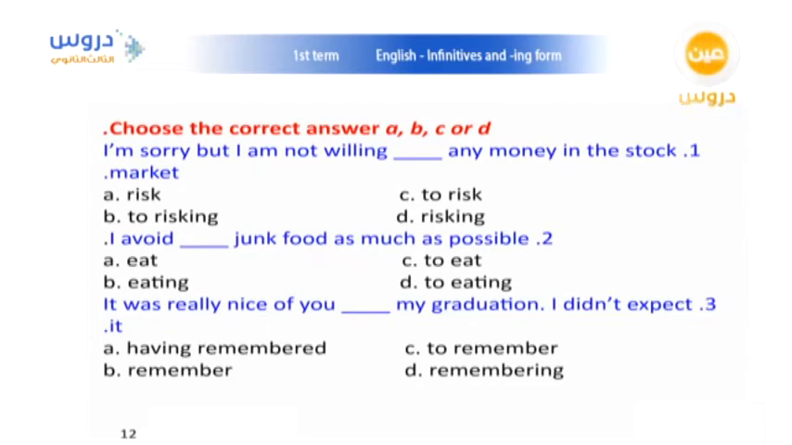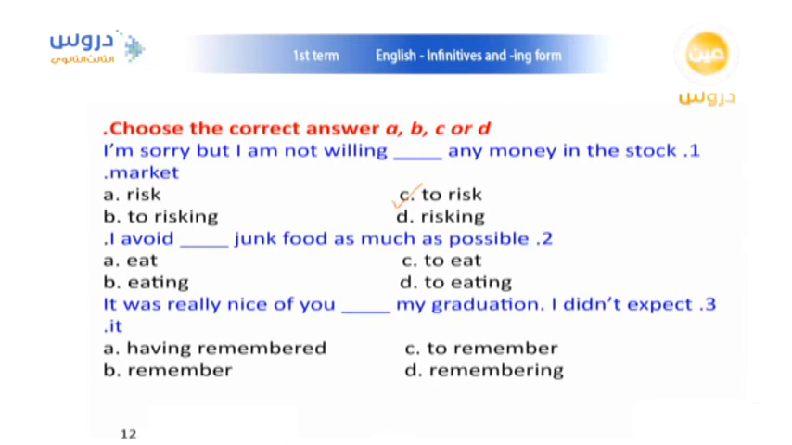So the answer is, let me change the color. No, that's red. I'm going to use this one. So the answer is to risk. This is the answer, C. And you did fine. Great, good job.